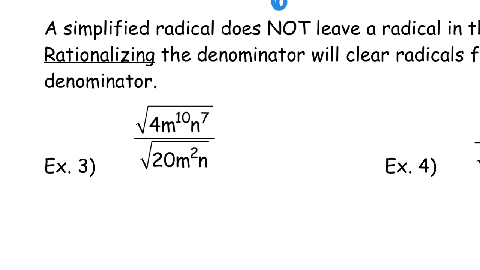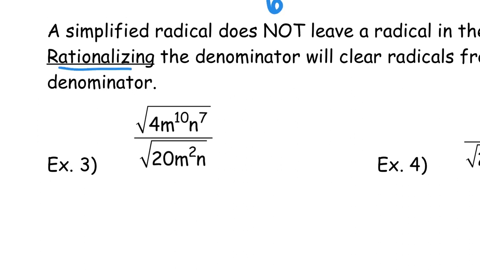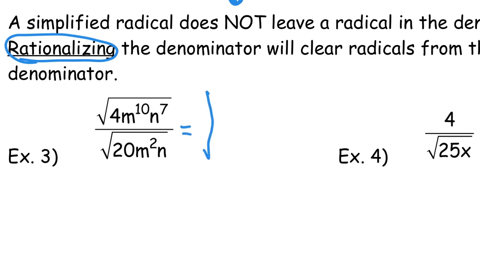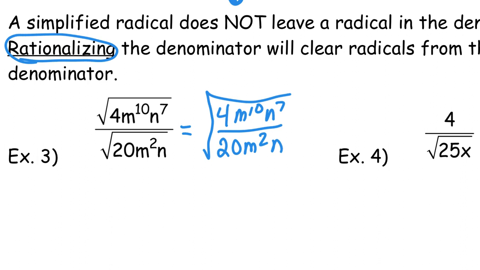Okay, let's see what we got here. Now we got this big word, rationalizing. We'll see what that means in a second. So this one looks just like the last one. So let's just put it underneath one radical: 4m to the 10th n to the 7th all over 20m squared n. See if you can figure out what it would look like if you simplified it. And then we'll come together and see if we all got the same thing.